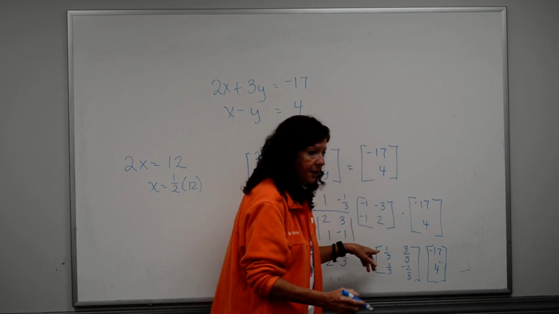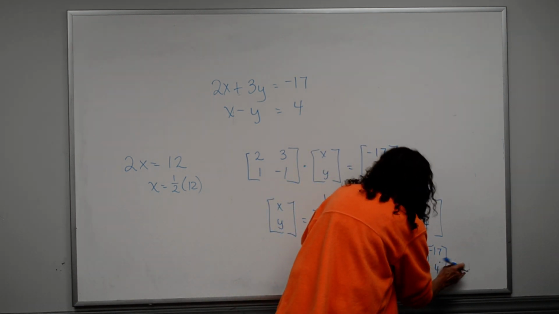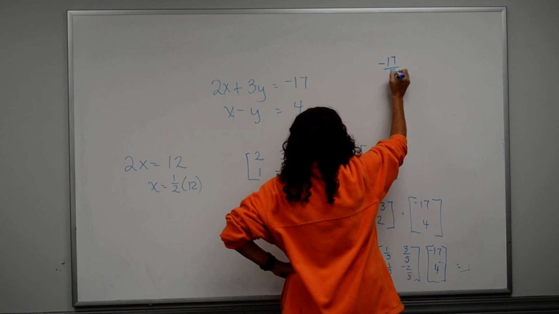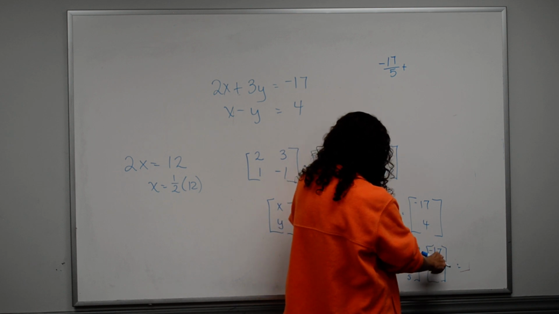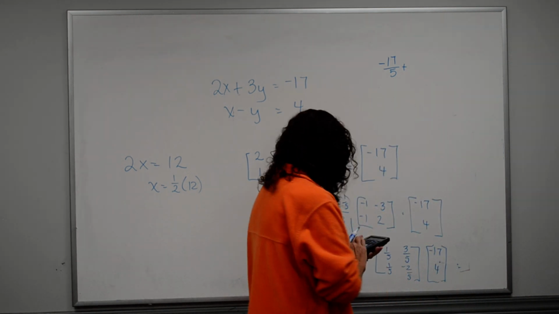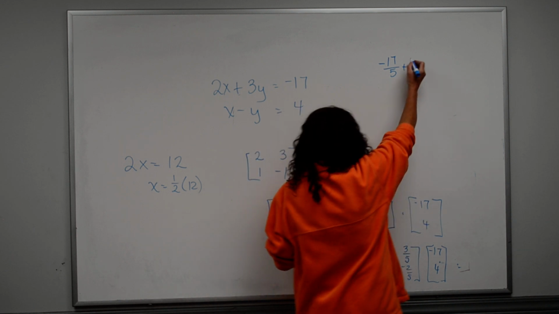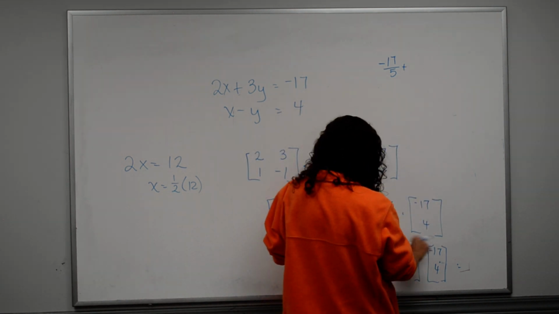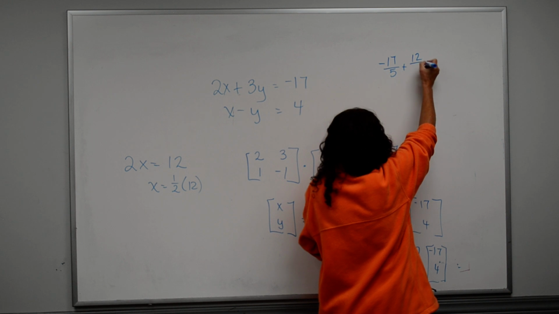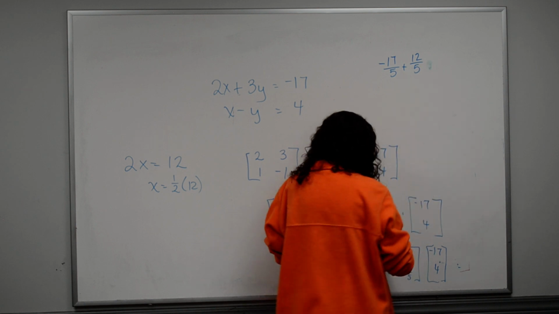Now I have to go back and remember how to do multiplication. Row by column. So that's going to be negative 17. I'm going to run out of space. Let me do it up here. So I have a negative 17 over 5 plus, then I'm going to come over here, negative, I don't know, 51, no, 12 over 5. Okay, so that's going to be this times that.